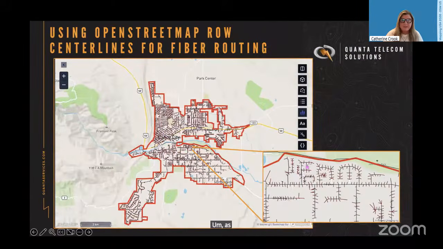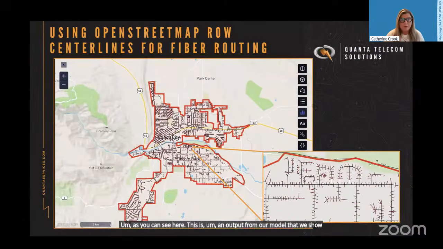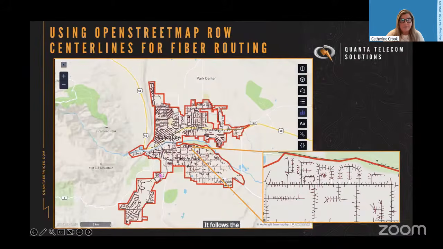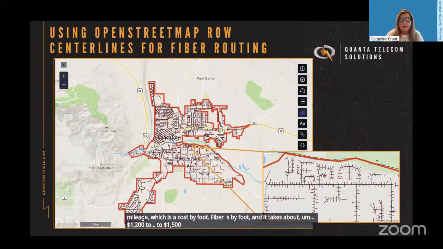As you can see here, this is an output from our model that we show through our phase 1 through the application and the output. You can see that it follows the OSM streets and devises and tells us the route mileage, which is a cost by foot. Fiber is by foot, and it takes about $1,200 to $1,500 to put fiber to the curb.